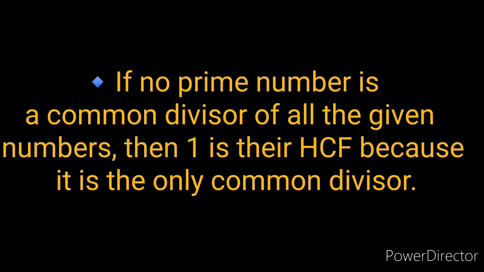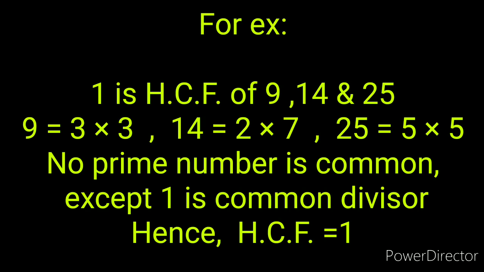If no prime number is a common divisor of all the given numbers, then 1 is their HCF, because it is the only common divisor. 1 is HCF of 9, 14 and 25. 9 equal to 3 into 3. 14 equal to 2 into 7. 25 equal to 5 into 5. No prime number is common except 1 as a common divisor. Hence HCF equal to 1.